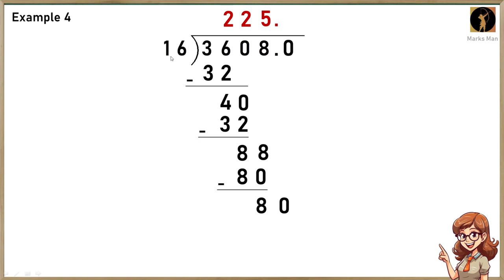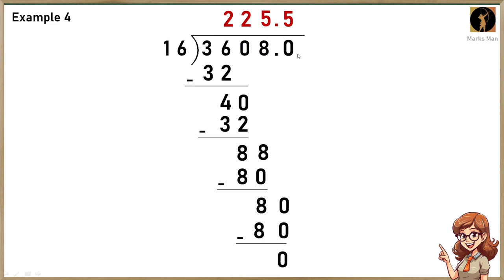Now, this 8 becomes 80, and it's now bigger than 16. So, you can divide it. So, 80 divided by 16, that is equal to 5. Next, you need to multiply this number 5 to your divisor. 5 times 16, that is equal to 80. Next, you need to subtract this number 80. Since these two numbers are the same, the difference is automatically 0.